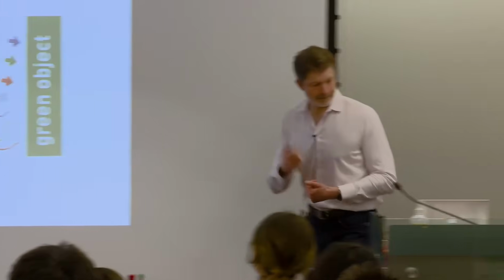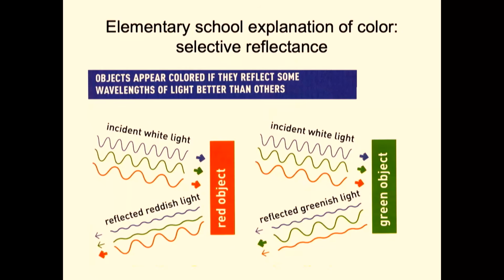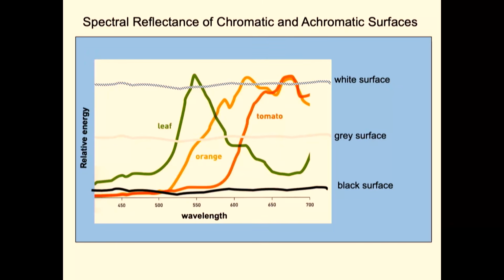And there's a lot of truth to this. You can actually measure the spectral reflectance of different surfaces in the world. That's what's shown here. This is a graph showing, for 6 different kinds of surfaces, the relative energy that they reflect as a function of wavelength.